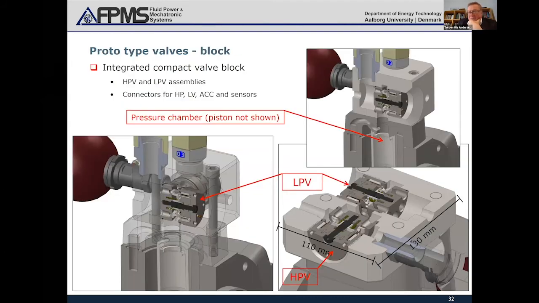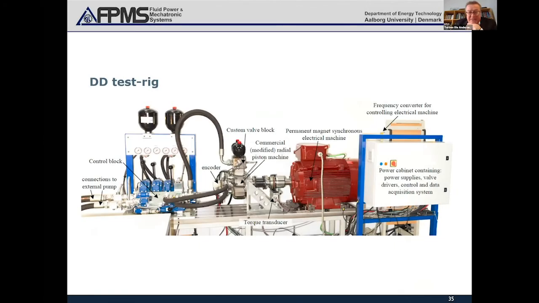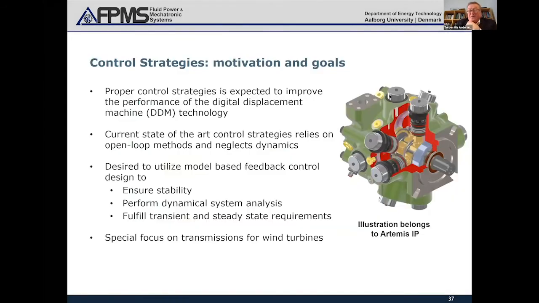Here is how they are mounted. I have to look at the time. Oh, time is running. So we have, of course, built experimental test facilities in our lab, and we have also compared this moving coil actuator with a moving magnet actuator. You can see in this diagram up here some of the advantages and disadvantages, but the performance parameters are almost in the same range. Now we are also looking at a solenoid actuator to compare it.